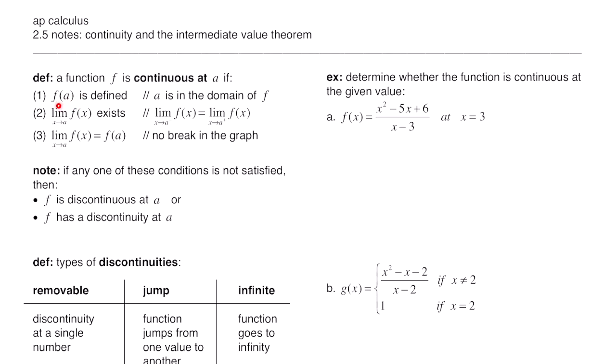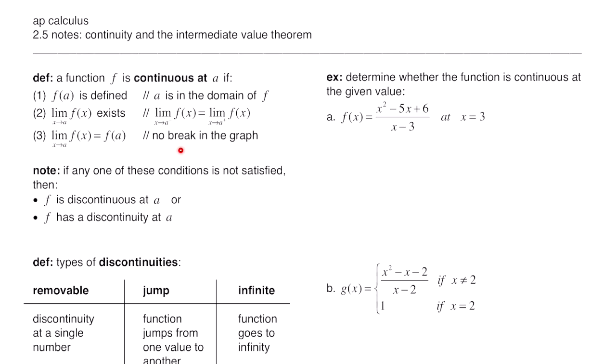The first one says that f of a has to be defined, or we can note a is in the domain of f. The second condition says the limit as x approaches a of f of x exists, meaning the limit as x approaches a from the left of the function is equal to the limit as x approaches a from the right. And then the third condition says the limit as x approaches a of f of x has to equal f of a, and that means there will be no break in the graph.